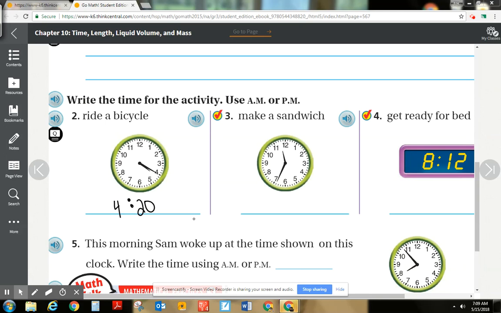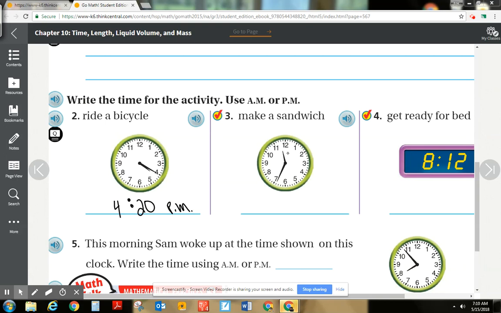Well, if we're riding a bike, 4:20 AM doesn't make any sense. I don't get up until 6 or 7 AM, so I'm not riding my bike at 4:20 in the morning. That's ludicrous. You're going to be sleeping. So it'd be 4:20 p.m. This would be after school, before dinner. That makes the most sense.